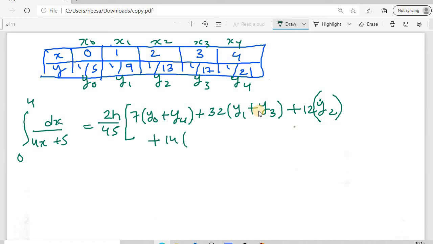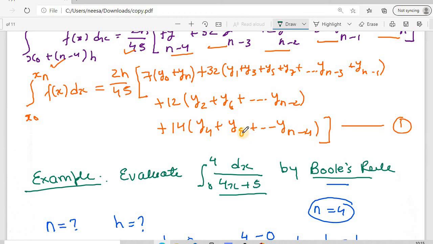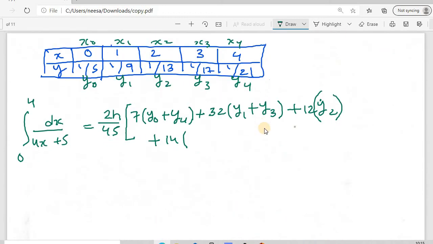And the fourth group is 14 times. We are having y4, y8, and so on. And we can see that this is y4. So y4 we have already covered 1 times of y4 here, so we will not take it twice. So now we'll remove this y4 1 times from here. So this y4 here will not be considered, and we'll keep this y4 here. So now this will be the formula, and we need to substitute the values.